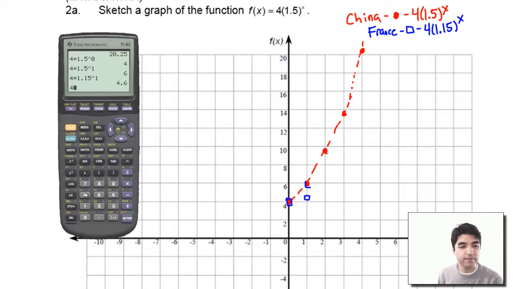Okay, then we got 4 times 1.15 to the second power. That equals 5.29, which is about right here. And then we got 4 times 1.15 to the third power equals 6.08. And then we have 4 times 1.15 to the fourth power, 6.99.